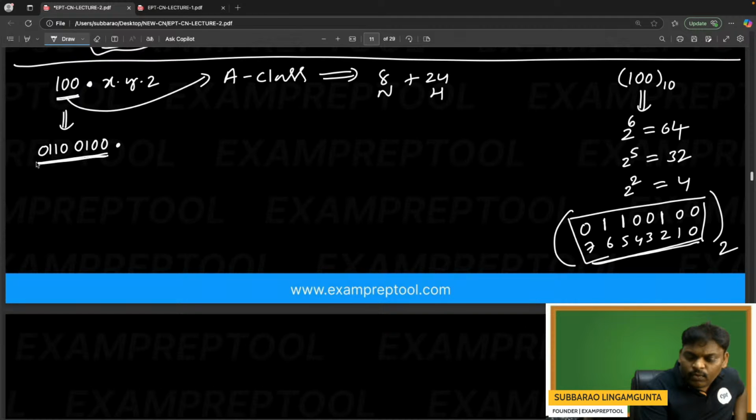Remember, the network part is 100. I have written it in binary. Let's see this one. Host part: how many addresses are there? The host part has 24 bits. See the answer: the network part is already fixed.